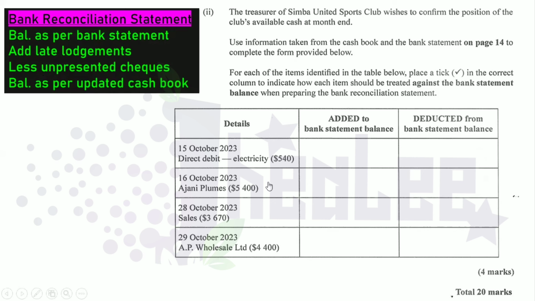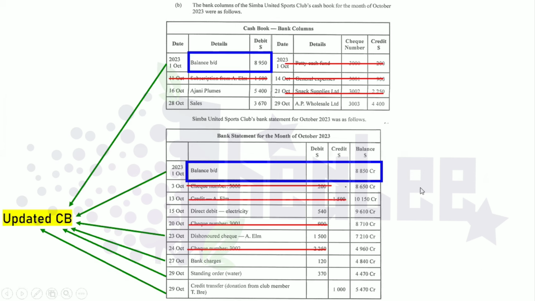So late lodgements are those items coming from the left-hand side of the original cash book, the unchecked items, and the unpresented checks are coming from the credit side of the original cash book, and those should be deducted. Now, before we look at this, let's go back to the question to identify those items that would affect the bank reconciliation statement, those items that we need to prepare the bank reconciliation statement. In that, we are looking for late lodgements and or unpresented checks.